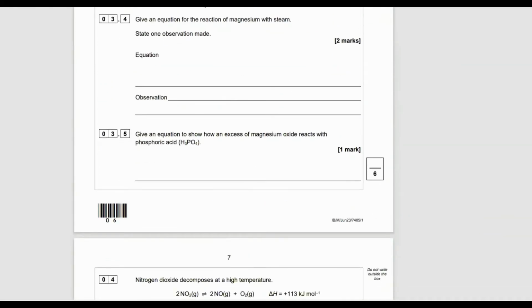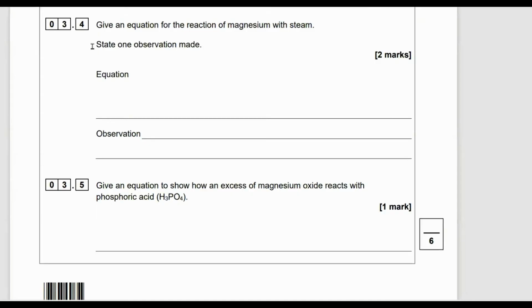Okay, so we're on to the last 2 bits. We have 3.4, give an equation for the reaction of magnesium with steam, and state an observation. That means something physically that you will see. So the equation would be magnesium, which is solid, that is going to react with water. As it's steam, it's going to be in the gaseous state, so we need to put a G. Draw our arrow. It's going to form magnesium oxide, and it's going to release hydrogen gas.